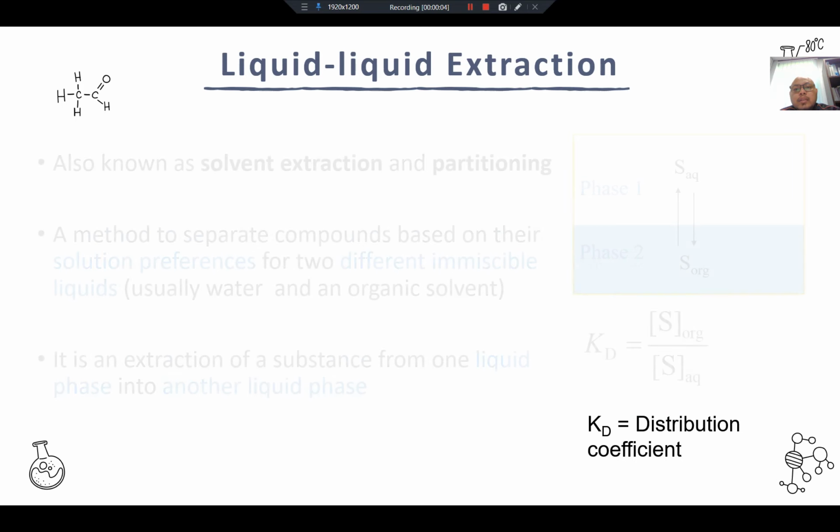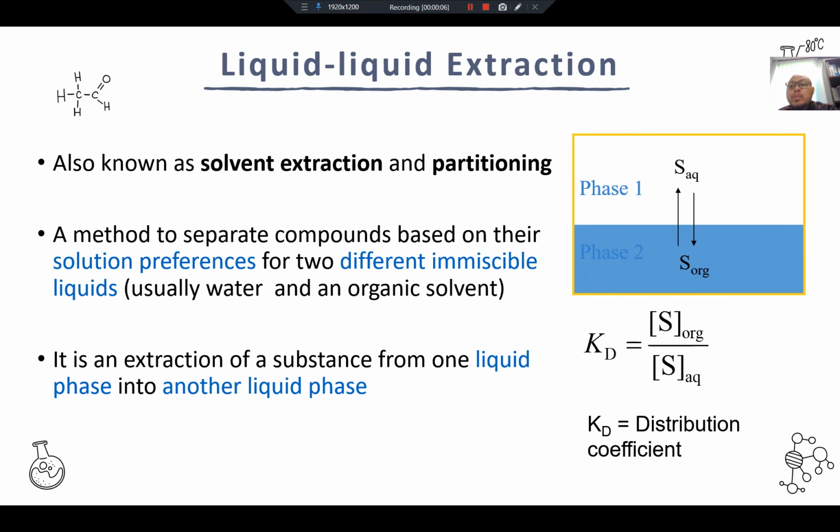Alright, so now we look into liquid extraction. Liquid extraction is the first extraction method that we'll look into in our topic today, right? Liquid extraction is also known as solvent extraction and also known as partitioning. Why? Because we will form two partitions between two immiscible liquids, at least two.